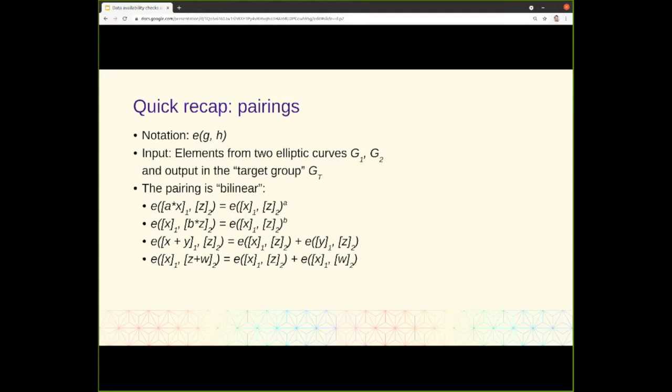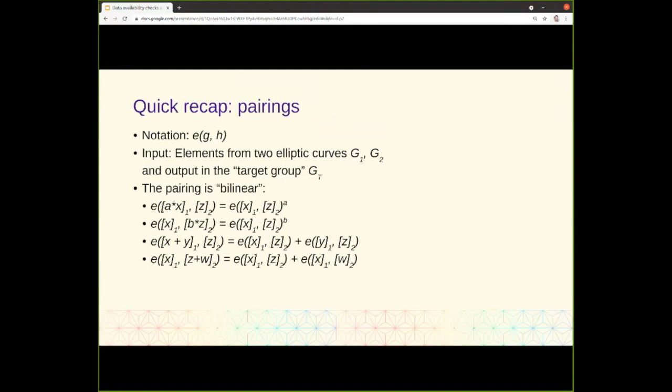Now I'll quickly go into pairings. A pairing is a bilinear operation. It's a function that takes elements from 2 elliptic curves, G1 and G2, and outputs them in a target group, GT. And the property of the pairing is that it's bilinear.